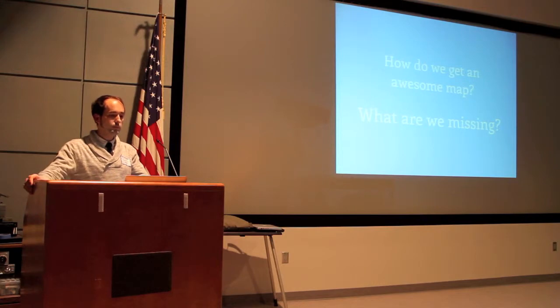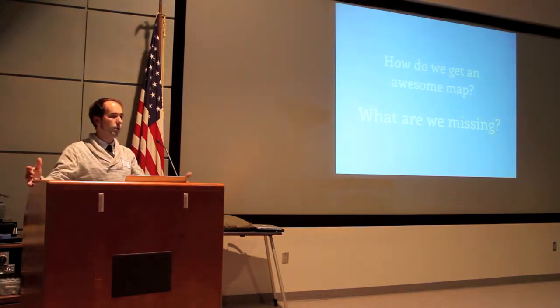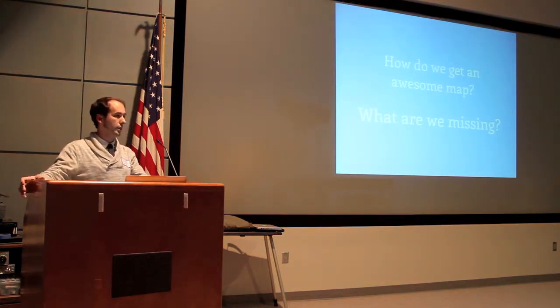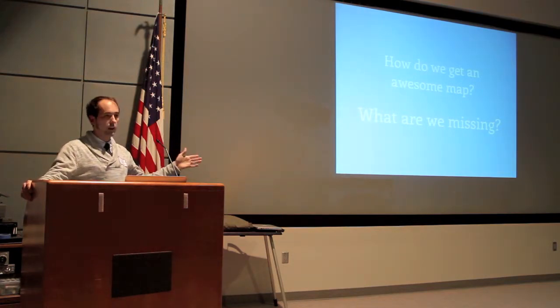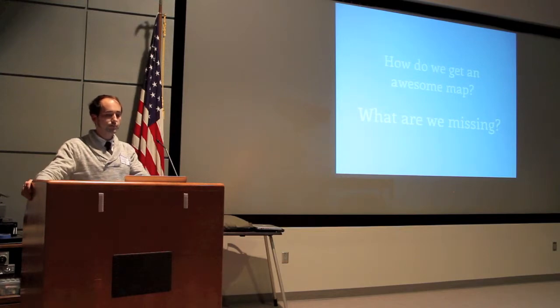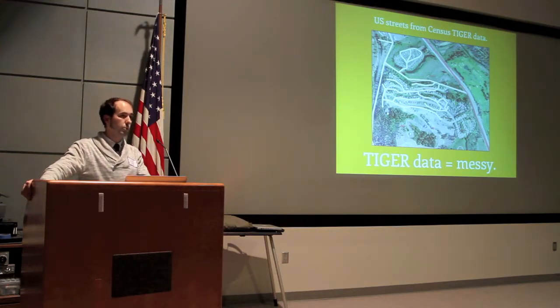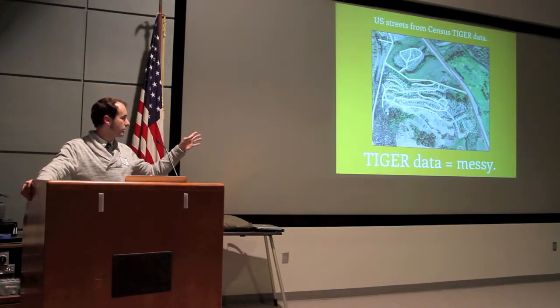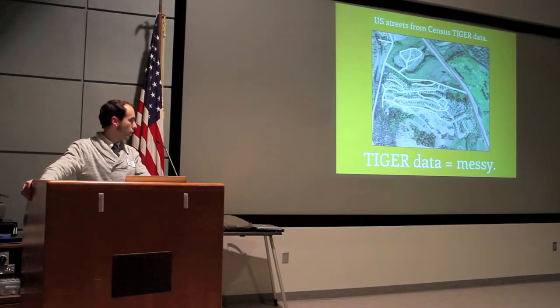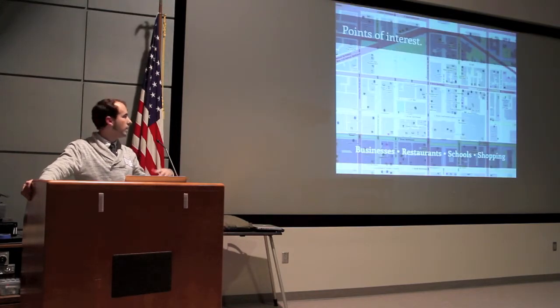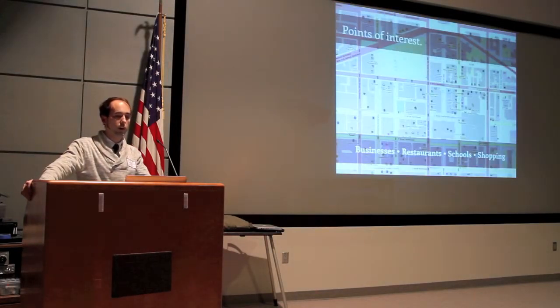So I want to pose the question: how do we get an awesome map? How do we actually go out there and do this, and what things are we missing to have data of that quality? First and foremost, the foundation data for the transportation layer in OpenStreetMap comes from US Census TIGER data, which is a pretty big mess if you've ever looked at it. A lot of this data is untouched, raw TIGER that needs to be corrected back to the imagery and properly labeled.